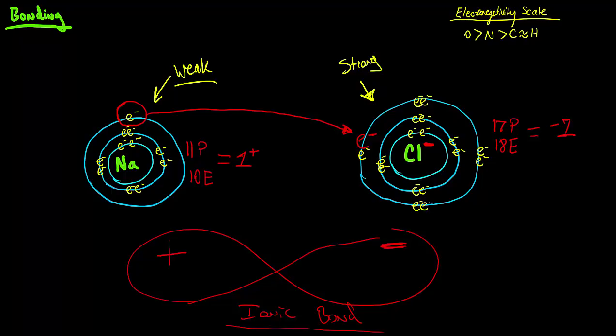Now, when we talk about other bonds, such as covalent bonds, that's more as if you took your fingers and interlinked them, as if you were holding hands with your girlfriend or boyfriend. It's a much stronger hold, whereas fist bumping is not really a hold at all.